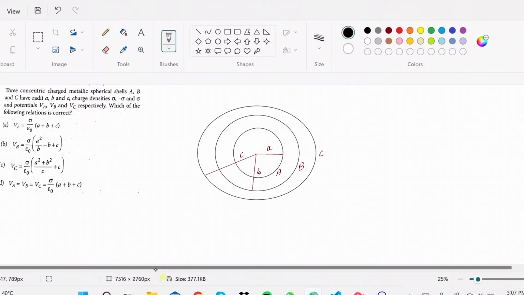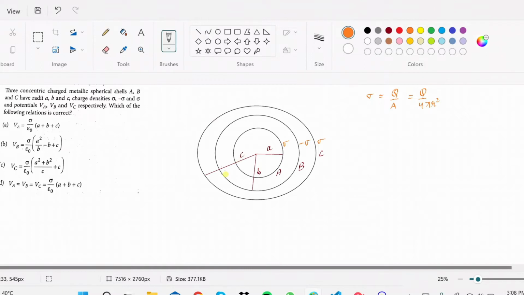Next, surface charge densities. For those who don't know, surface charge density sigma is charge per unit area, and in the case of a sphere this area will be 4 pi r square. Surface charge density is how the charge is spread over the given area. For the first one it is sigma, the second one it is minus sigma, and the third one it is plus sigma. Be very careful here, because we have to express our result in terms of sigma.